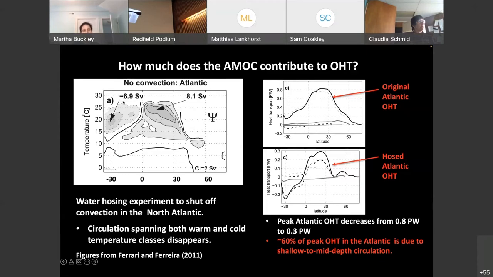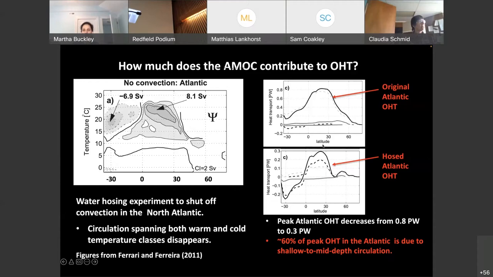And what you see is that it looks like a much lower amplitude version of the Pacific. So there's basically just the wind driven overturning cells, which are symmetric about the equator. So you have poleward transport at warm temperatures and equatorward transport at cold temperatures. Here's the ocean heat transport in that experiment, and you can see that it's basically anti-symmetric about the equator, just like the transport in the Pacific is. Okay, so this circulation spanning both the warm thermocline temperature classes and the cold mid-depth temperature classes has been shut down.